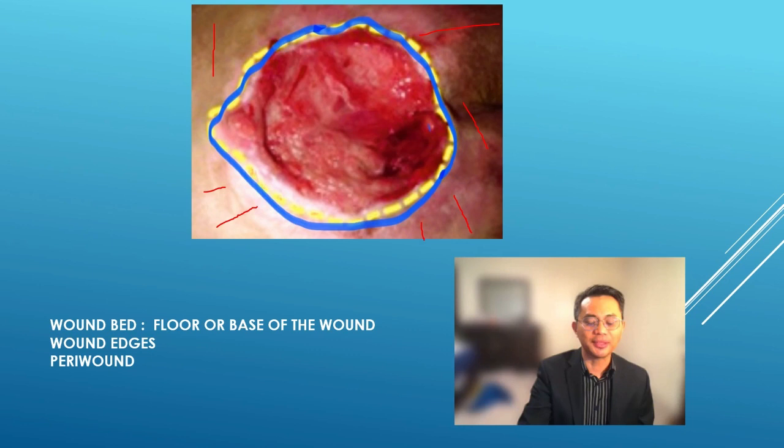So if you see documentation saying that there is an erythema or redness in the peri-wound, we are talking about this area in here. Or say, for example, you hear the word maceration on the peri-wound, we are talking about this area. This is the area immediately surrounding the wound.